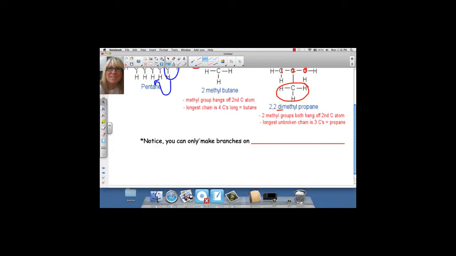You can only make branches on non-terminal carbons. So let me show you what I mean by that. If I take butane, this is normal butane, and I move this carbon, the end carbon, right here, it's going to look like this.